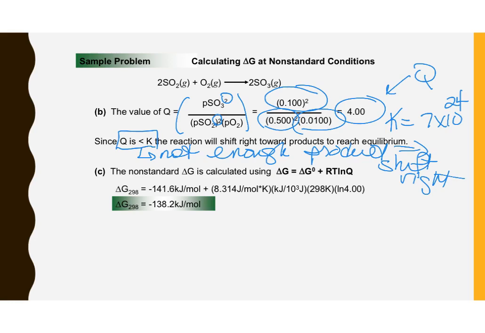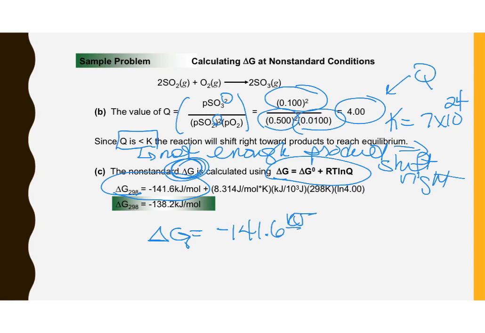Alrighty, let's go ahead and finish the problem. Let's calculate the non-standard delta free energy. Oh boy, only one more slide. We're just going to plug everything in. We know the standard value of delta G. That's what we calculated a few slides ago. I'm just going to do it again here. It makes it easier to see, I think. So minus 141.6 kilojoules. Pay attention to units, okay?